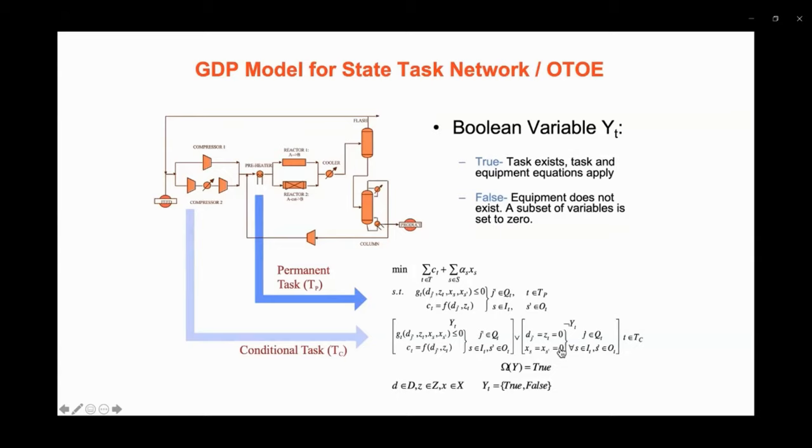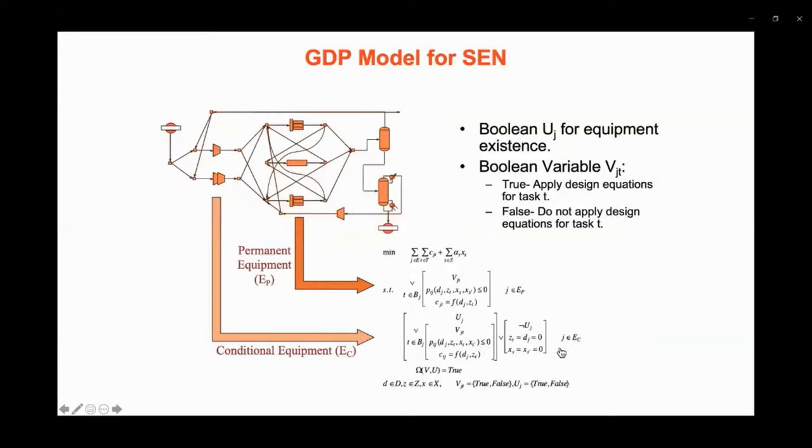And again, the key thing here is using the Boolean variables to indicate whether or not an equipment is selected. Now, there's an alternative, the SEN, which means state equipment network. Here, in this superstructure, we assume that the equipment can perform multiple tasks. For example, the reactor here may perform different reactions. Same thing, we have heater and cooler. It depends on how they are going to be interconnected. So these are more complex structures.